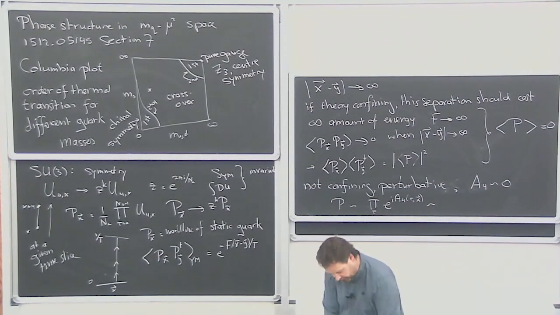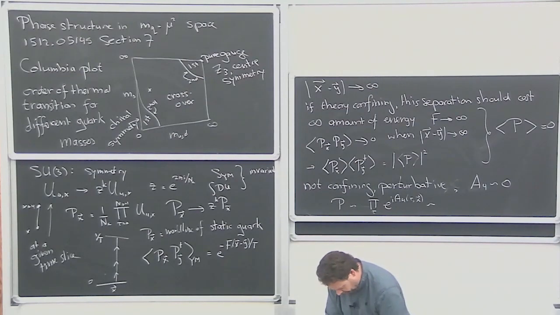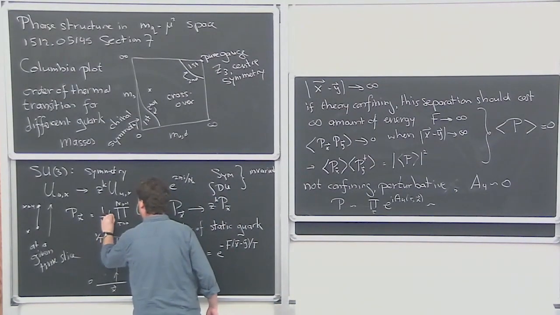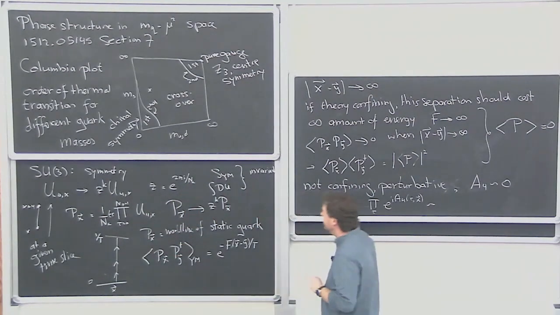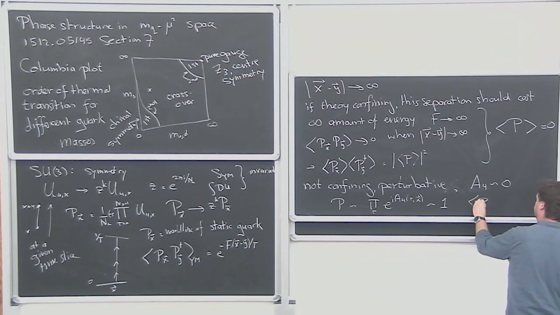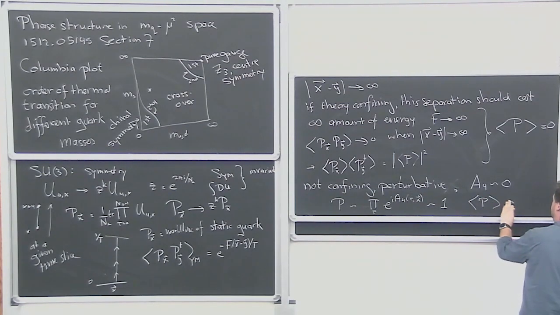I should take the trace. Yeah, so there's a trace here. These are still SU(3) matrices, so I'm tracing over the SU(3) matrices. So this is a 1, not a matrix 1, but a real 1. And so the expectation value of the Polyakov loop in a deconfined phase is not equal to 0, and is of order 1.